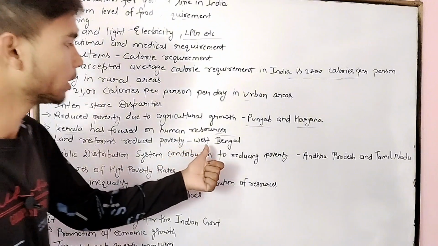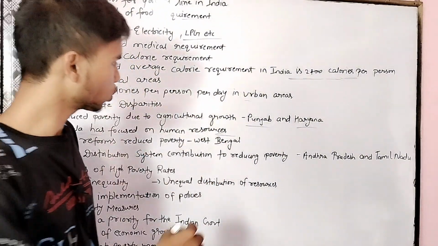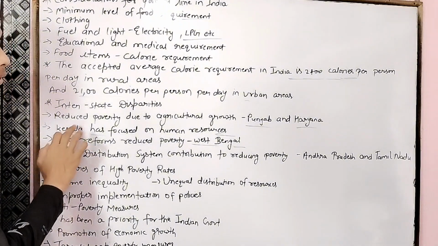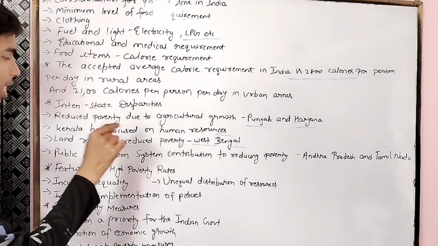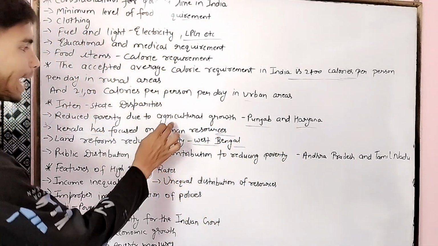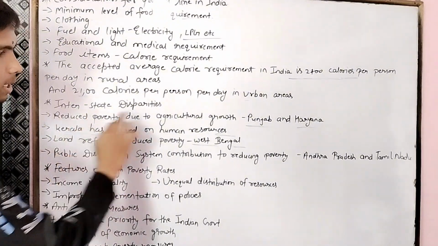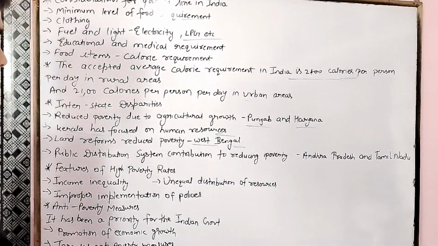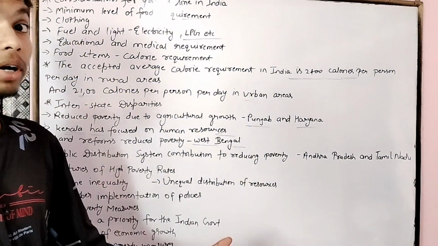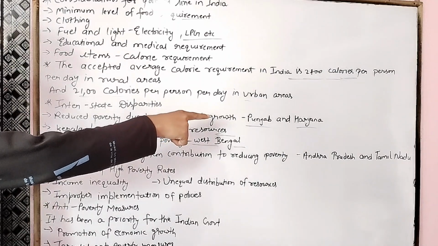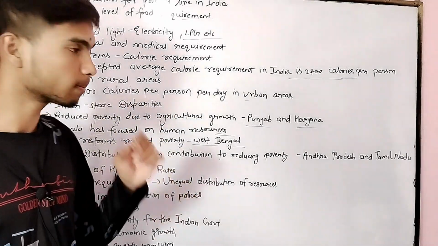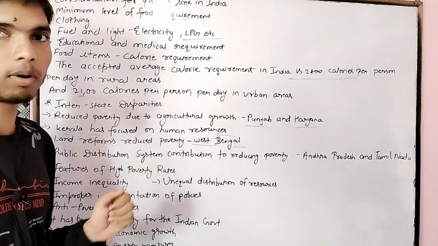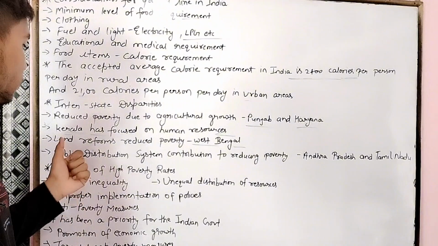Land reforms reduce poverty in West Bengal. In West Bengal we are saying land reform, whereas in Kerala we looked at human resources, and in Punjab and Haryana agriculture growth. So in these states poverty reduced, but from different aspects: in Punjab and Haryana because of agriculture growth, in Kerala because of human resources, and in West Bengal because of land reforms.